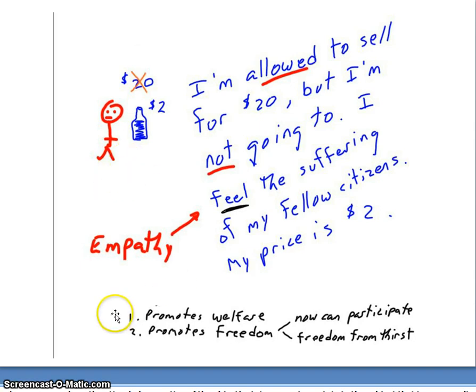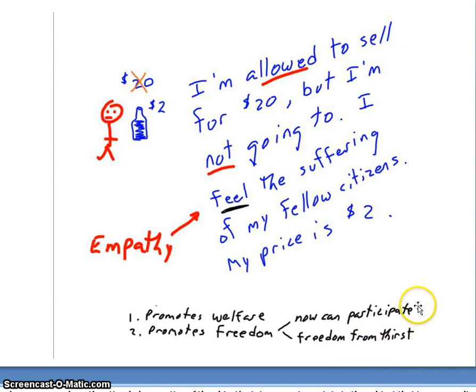Right, so from this point of view, then, empathy, if the seller feels empathy for the thirsty people and lowers the price to $2, well, that's promoting the welfare. Right? You're helping out even the people with only $2. And what about freedom? Well, the folks with $2 now, they can participate in the market. They have enough to buy much needed water. And the freedom here in this case then would be freedom from thirst.